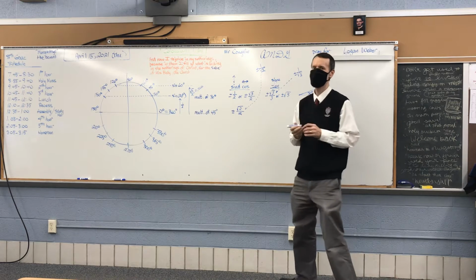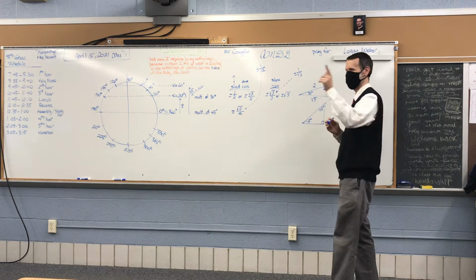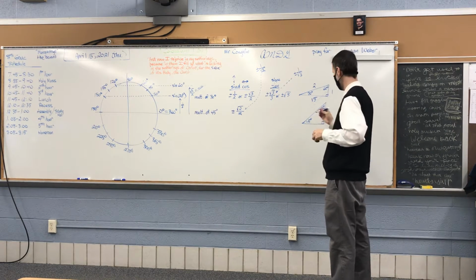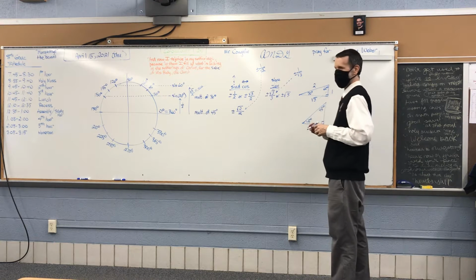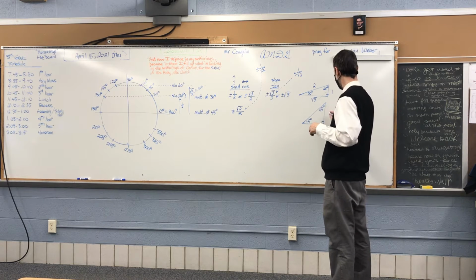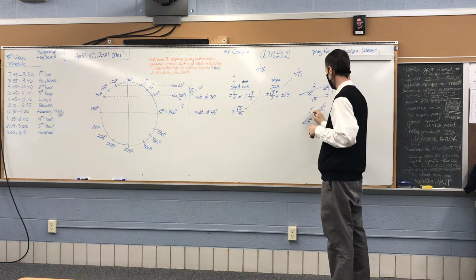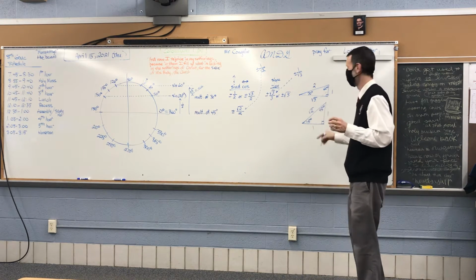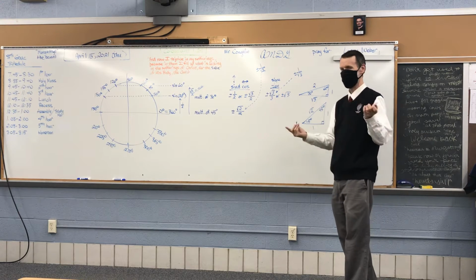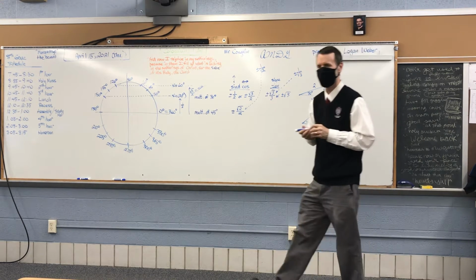Can somebody give me the size of the hypotenuse of the 45, 45, 90? It is radical 2. And if you get stuck, do the Pythagorean theorem. 1 squared plus 1 squared will give you 2, and the square root of 2 is that.